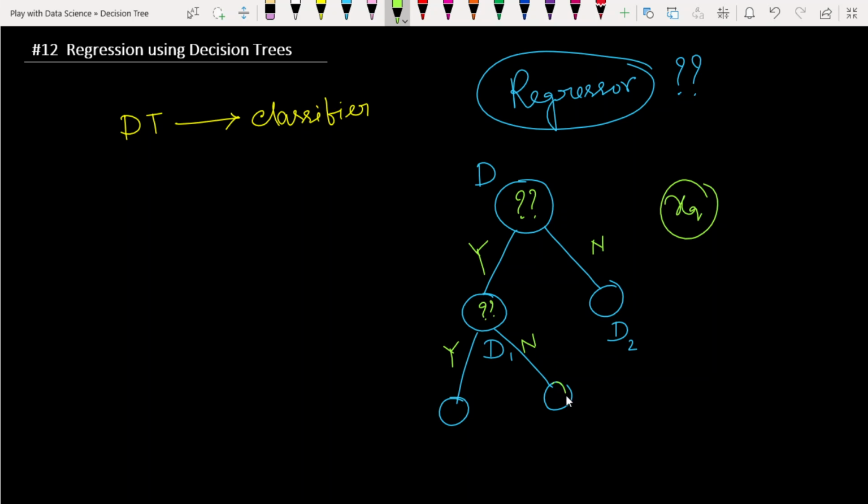Now here we check the number of points according to the majority. Suppose we have n1 positive points and n2 negative points, and according to the majority vote, suppose n1 is greater than n2. Then n1 is the majority, and we can declare that our yq will be positive because of its majority vote. These things we do for classification in a decision tree.